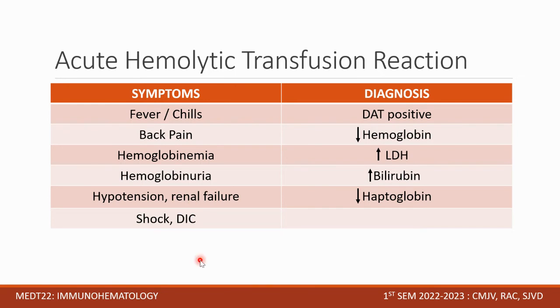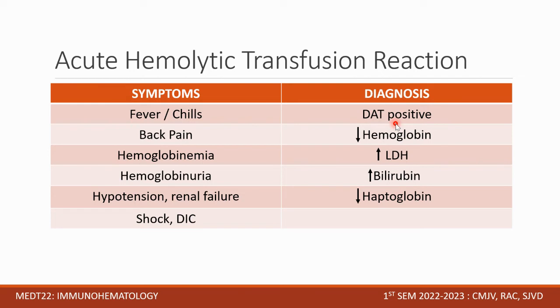So what are the symptoms of acute hemolytic transfusion reaction? We have fever, chills, back pain, hemoglobinemia, hemoglobinuria, hypotension, renal failure, shock, and possible DIC. So how would we diagnose acute hemolytic transfusion reaction? It is DAT positive, direct antiglobulin testing positive.